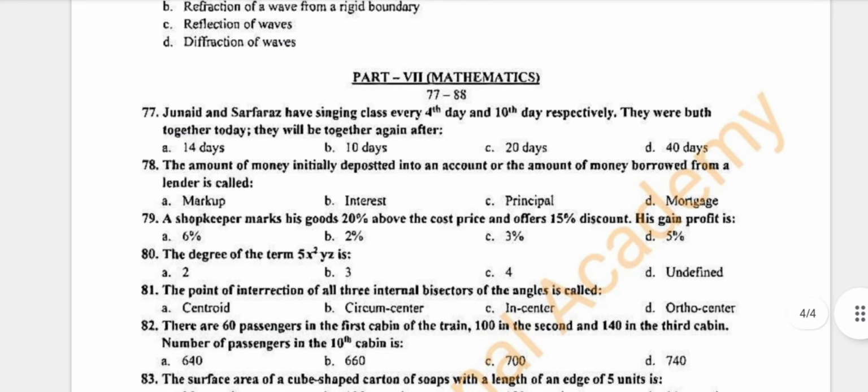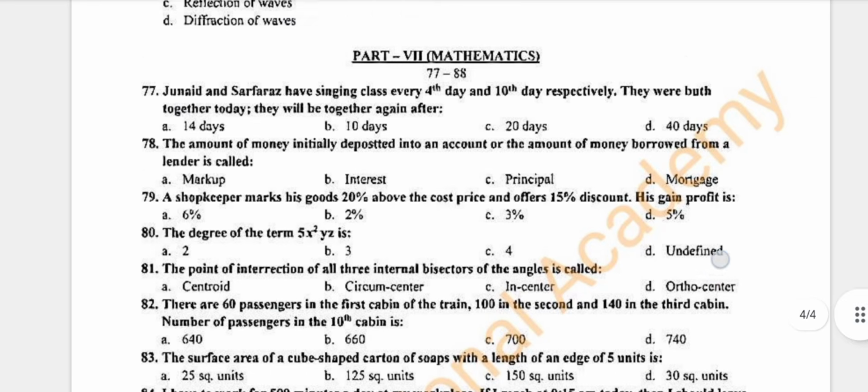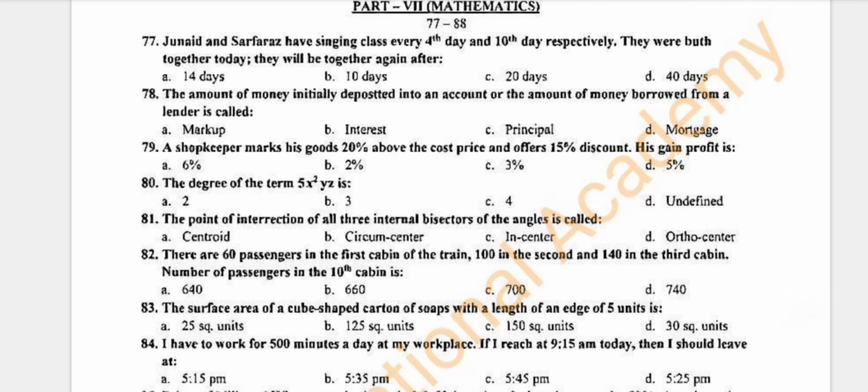Questions from mathematics, 77. Junaid and Sarfraz have singing class every 4th day and 10th day respectively. They were both together today. They will be together again after, and the correct option is 20 days. C option is correct. Question number 78. The amount of money initially deposited into an account or the amount of money borrowed from a lender is called, and the correct option is principal amount.